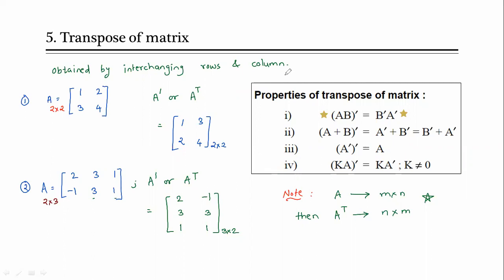Right, so this is a simple concept of transpose. So how is transpose obtained? It is obtained by interchanging rows and columns. If matrix A is of order m by n, then what is the order of the transpose of the matrix? N by m. Okay, so I hope the concept of transpose of a matrix is clear to everyone.